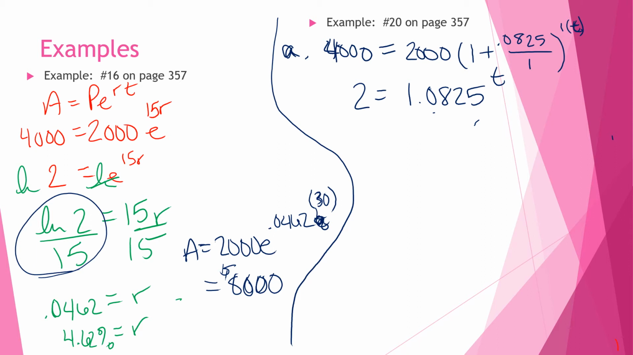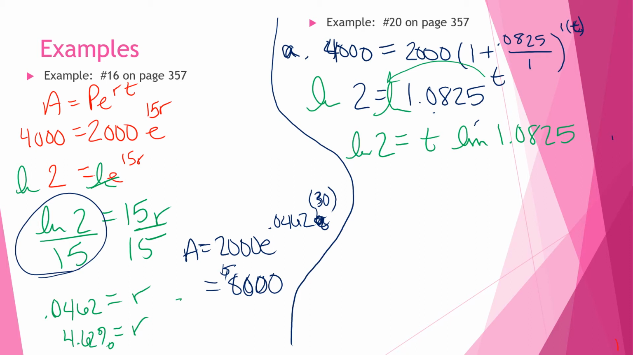Now we're going to natural log both sides. And what that does is it drops my t down, if you remember the power rule. That's the whole point in doing that. And now t is about, what did I get there? 8.74 years is how they're reading that. 8.74.